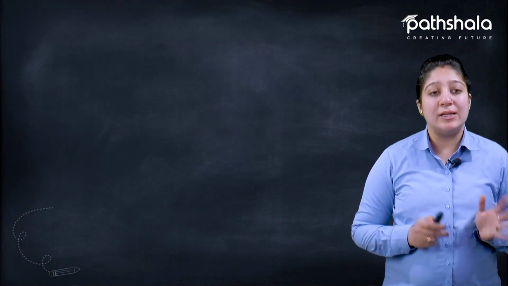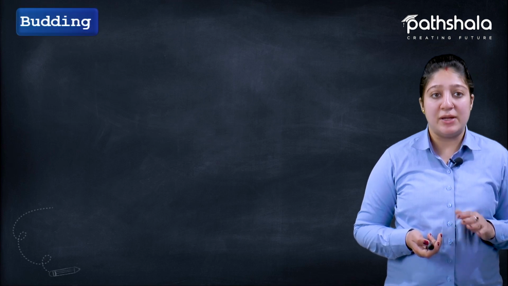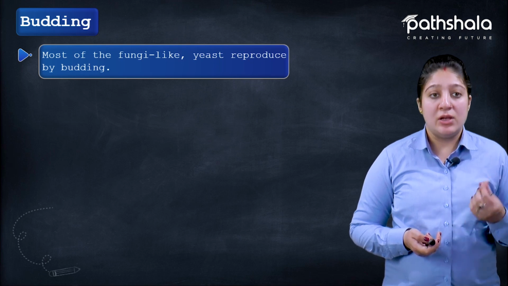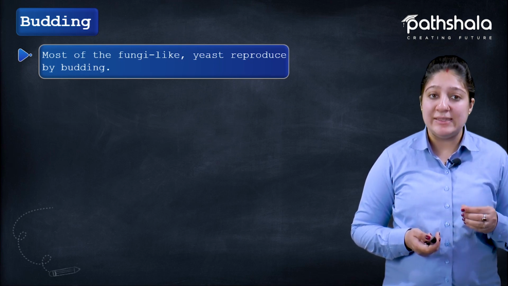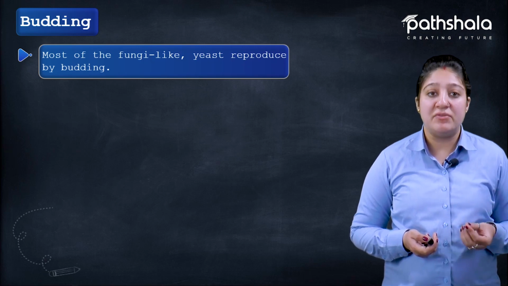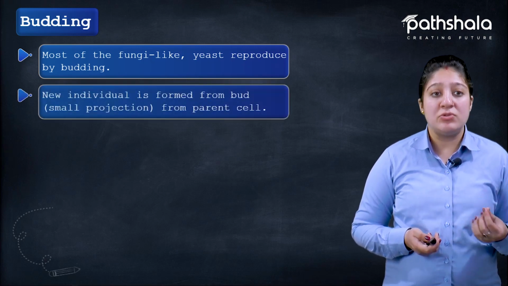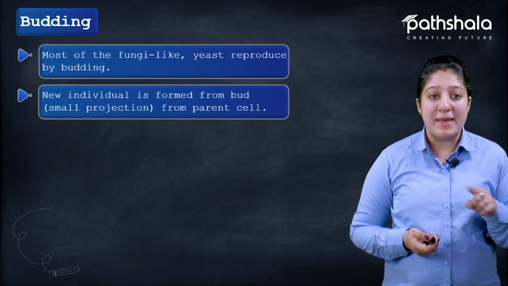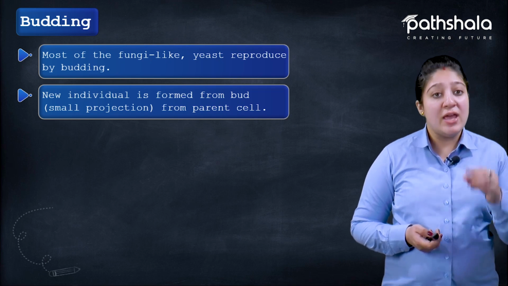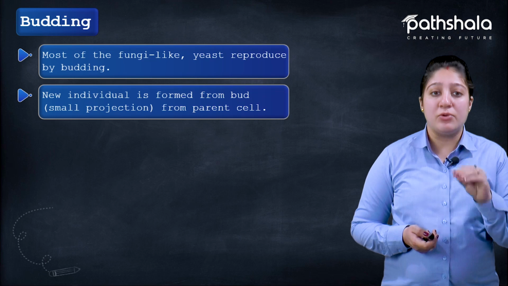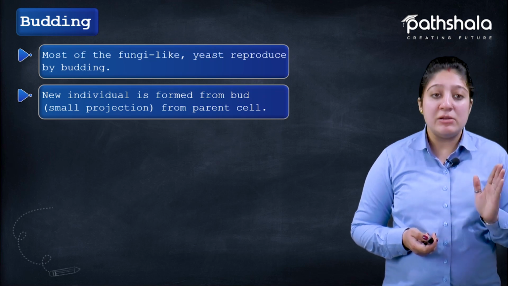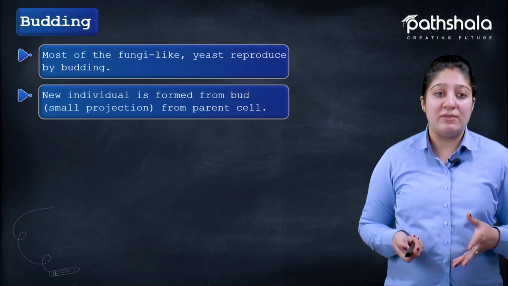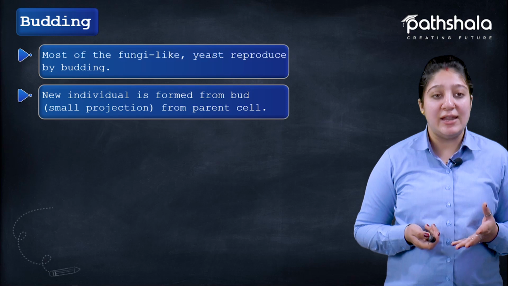So let's move to another type of asexual reproduction, that is budding. Budding occurs by bud formation. This type of reproduction is basically seen in a fungus-like organism, which is yeast. How does yeast reproduce? A bud is formed on the parent itself, like a small projection. Once this bud properly grows into a new organism, it detaches from the parent and becomes a new individual. So that is how budding takes place.